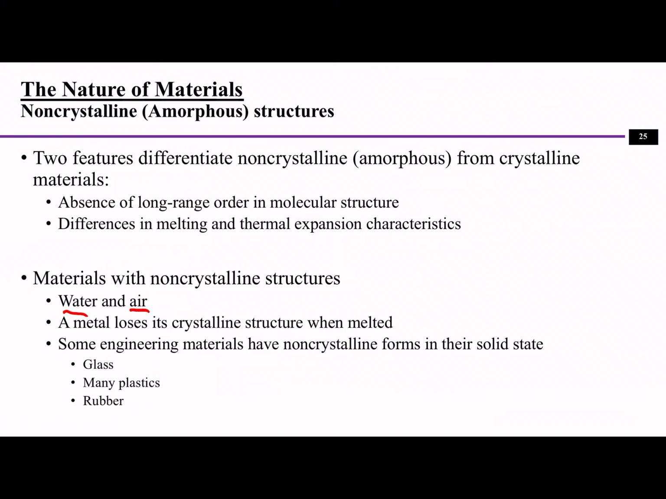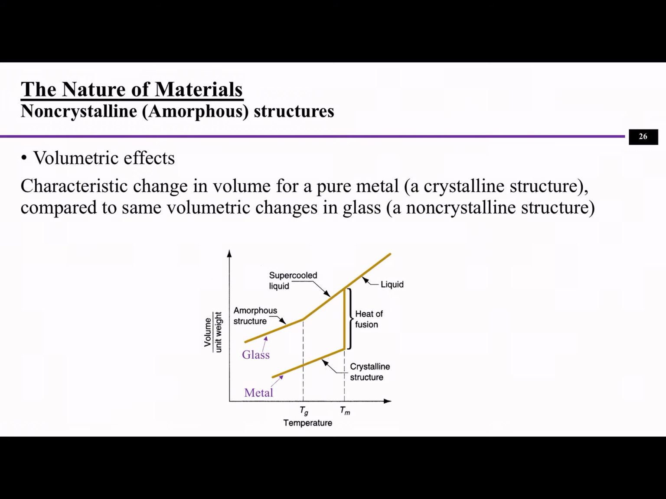Or a metal loses its crystalline structure when melted, right? When you melt the metal, you can see it changes to a liquid shape. And for that, it loses crystalline structure and gets into more of an amorphous structure, which means the atoms are loosely packed. Some engineering materials we use that have non-crystalline structure in a solid state are glass, rubber, and many plastics. We're going to have lectures about glass and also polymers later in this semester.